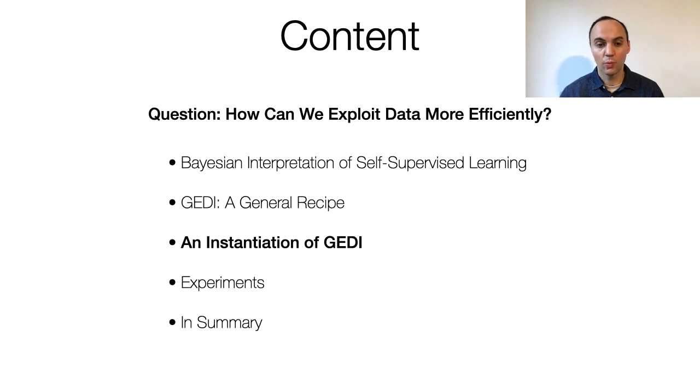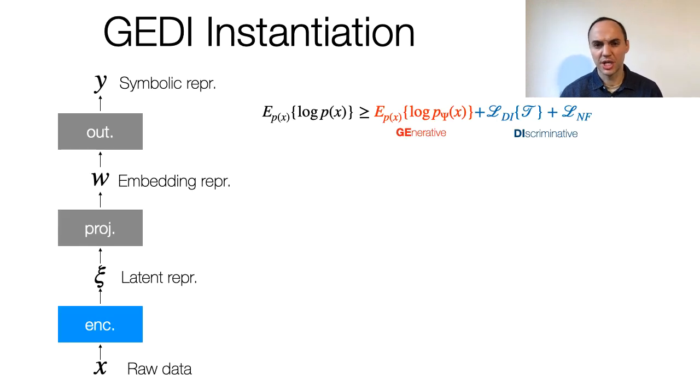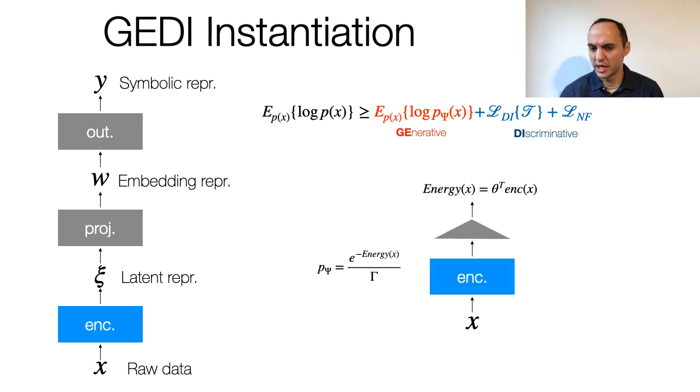So now we try to instantiate GEDI with our new solution. Again, this is the GEDI objective, and now we have to define what p of psi is. p of psi in our case is an energy-based model, where we are just reusing the blocks we had before. Our model just introduces a small linear layer to produce an energy score and then defines our energy-based model.